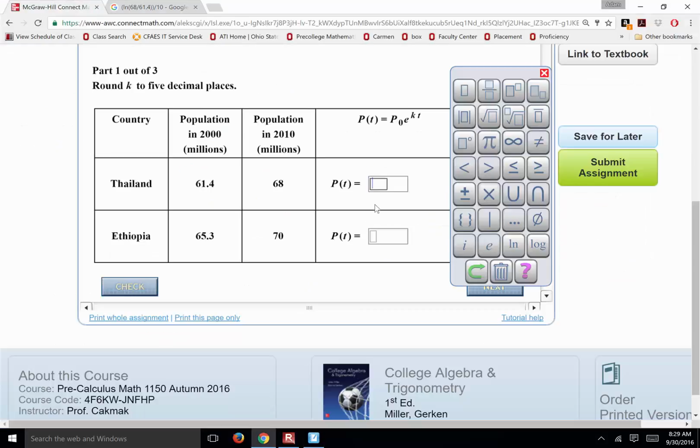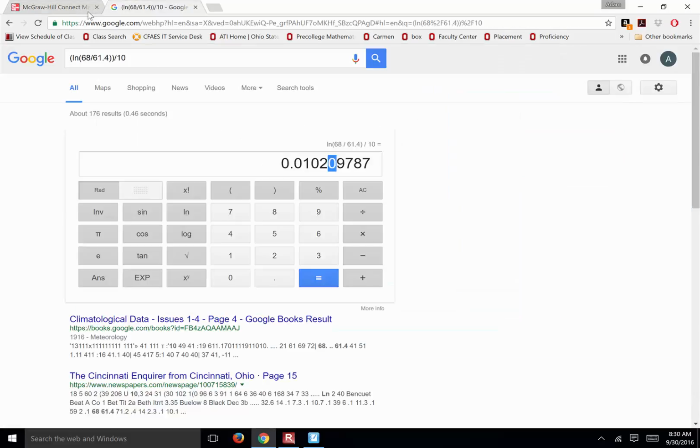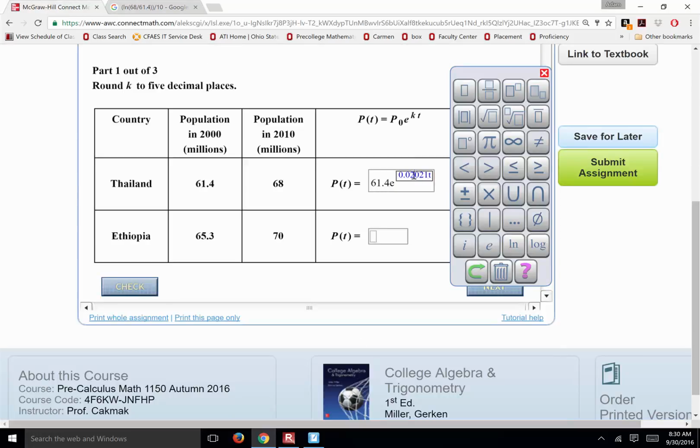So the formula is P0, 61.4, e raised to the k, which is 0.01021, t. Am I right? Okay, we need to get the second one before we check the answer, otherwise it's going to say incorrect if you put nothing. Let's do the same thing for Ethiopia.